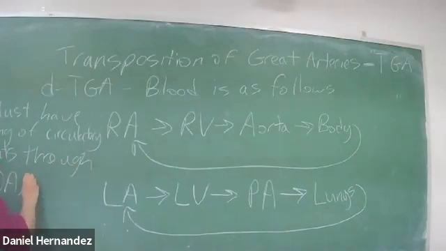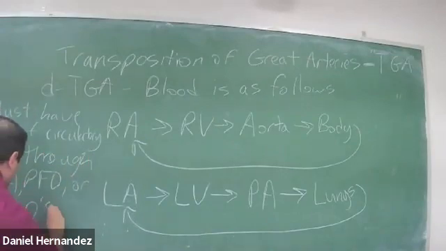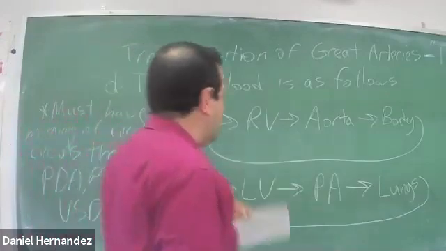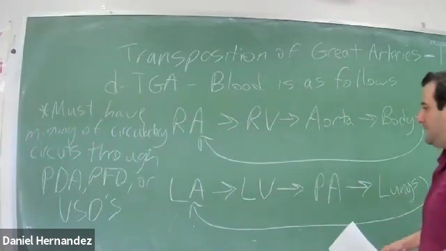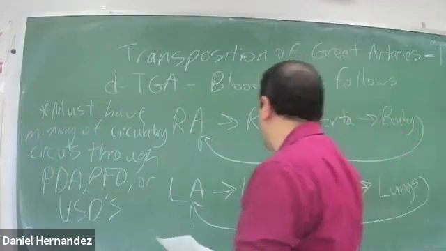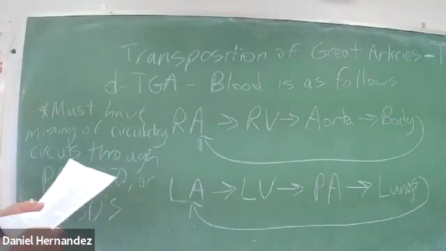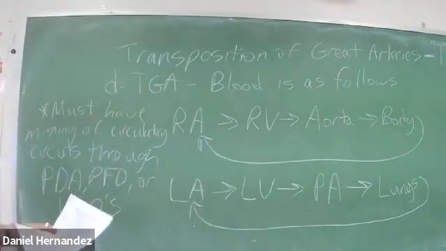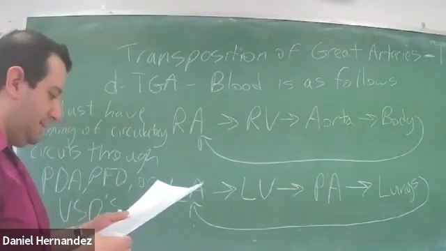PDA, PFO, or VSDs. So these two circuits have to have some sort of mixing in order to sustain life. You can't just continually have blood flow, not oxygenated blood, not reaching the organs of the body, and the pulmonary blood flow not going to the body to drop off that oxygen. So in order to sustain life, there has to be mixing of the circulatory circuits through the patent ductus arteriosus, through PFO, and or through VSDs.